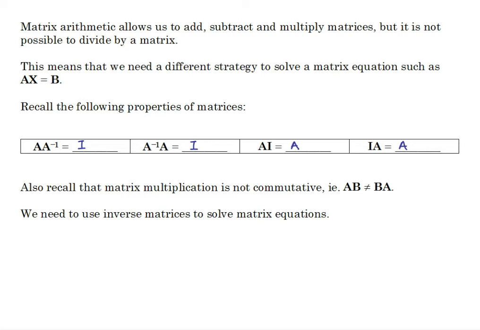We must remember that in general, though, matrix multiplication isn't commutative, so the order that we multiply in is important. AB does not necessarily equal BA, apart from in the two situations above. So we need inverse matrices to solve matrix equations. So when we reach a point where normally we would divide, we need to think, okay, how can I use the inverse matrix in this situation? Alright, so let's just get into some examples so you can see how it works.